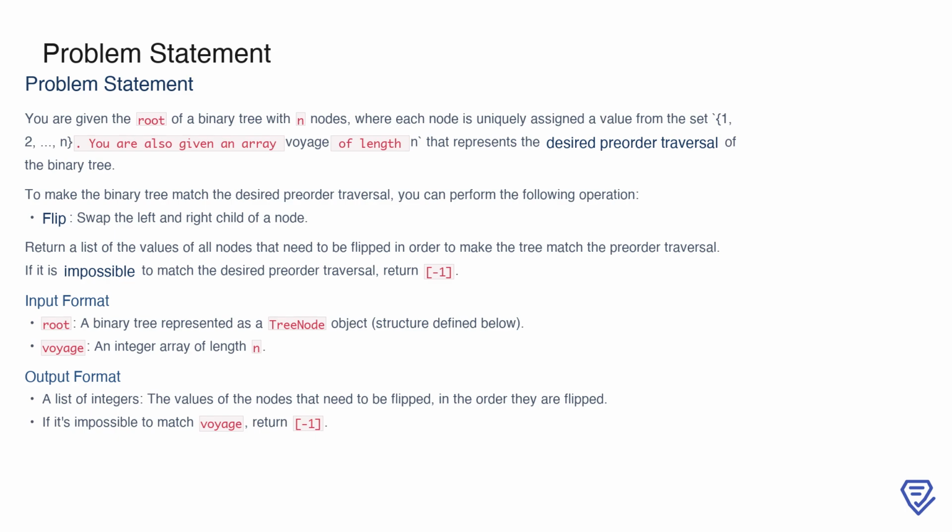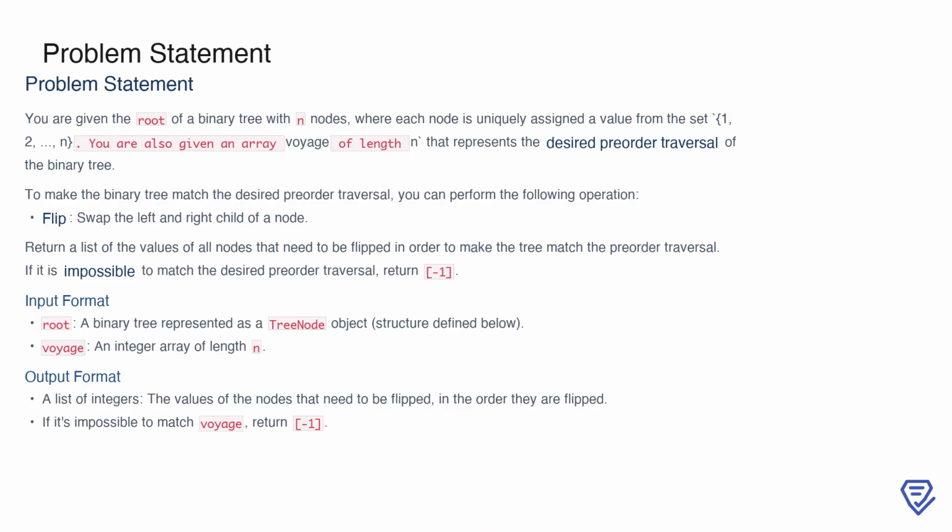To achieve this, you are allowed to perform a specific operation called a flip, where you swap the left and right children of a node. The task is to return a list of the node values that need to be flipped, in the order they are flipped, to match the voyage. If it's not possible to achieve the desired traversal, you should return -1.